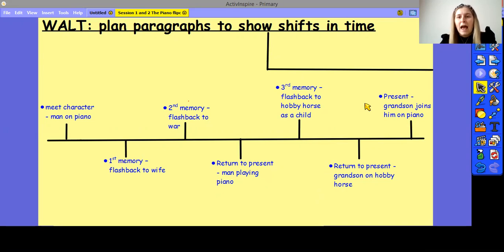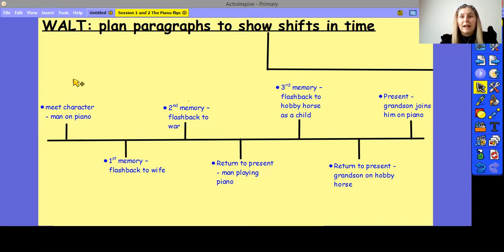I'm going to model today how to add further details to each main event on this planning frame to then use to help you write in detail each paragraph of the story. Okay, so I've done a few which I'm going to reveal now and talk you through so you can see. So we meet the character, the man on the piano. Now, as we discussed yesterday, there's no words, so it's your interpretation of this story and what you think is happening and what you think he is feeling at that point in time.